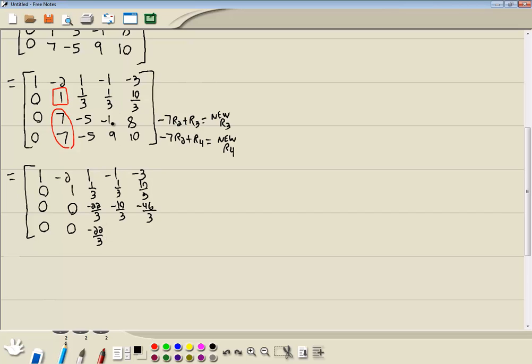And negative 7 times 1/3 plus 9. And math and enter, we get 20/3. And then negative 7 times 10/3 plus 10. And switch that to a fraction. We get negative 40/3.